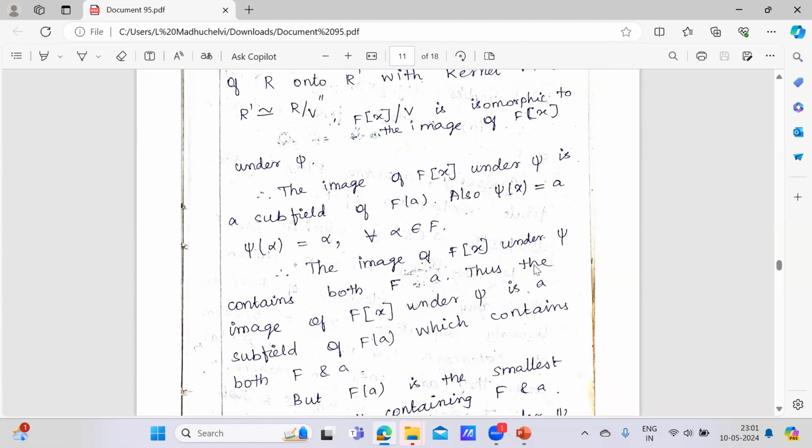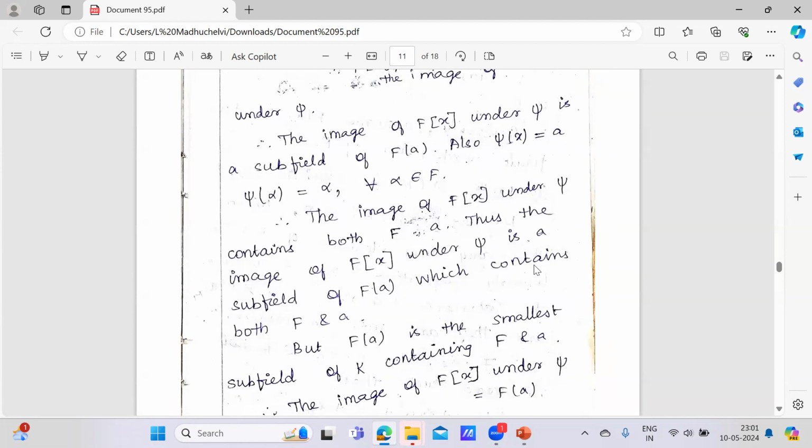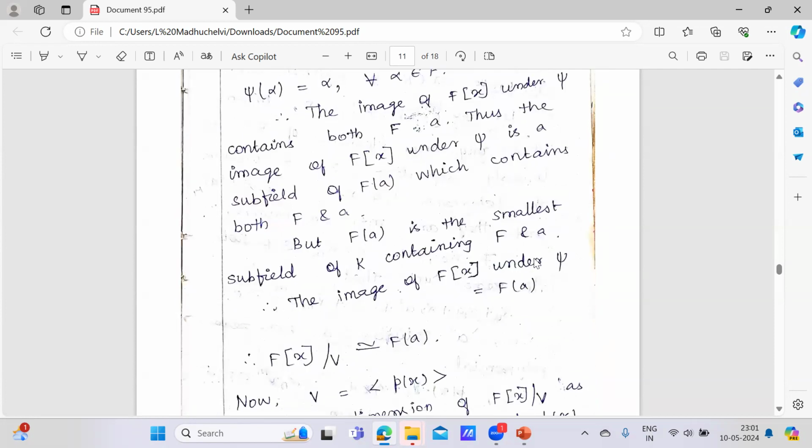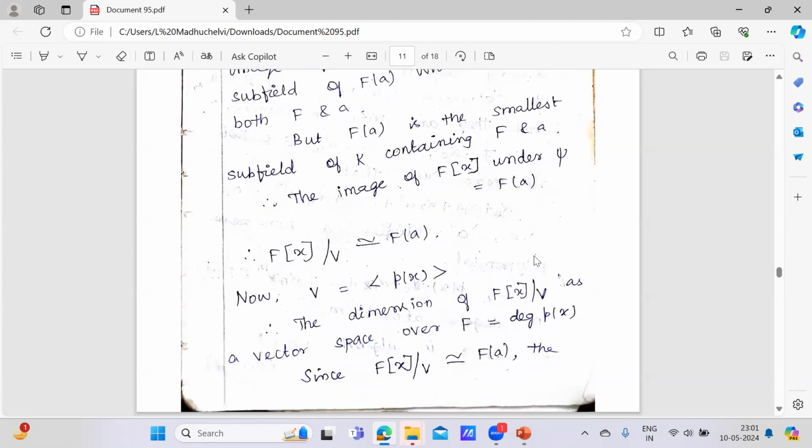Also, psi(x) equals a and psi sends alpha to alpha for every alpha belonging to F. Therefore, the image of F[x] under psi contains both F and a. Thus, the image is a subfield of F(a) which contains both F and a. But F(a) is the smallest subfield of K containing F and a. Therefore, the image of F[x] under psi equals F(a). So, F[x]/V is isomorphic to F(a).